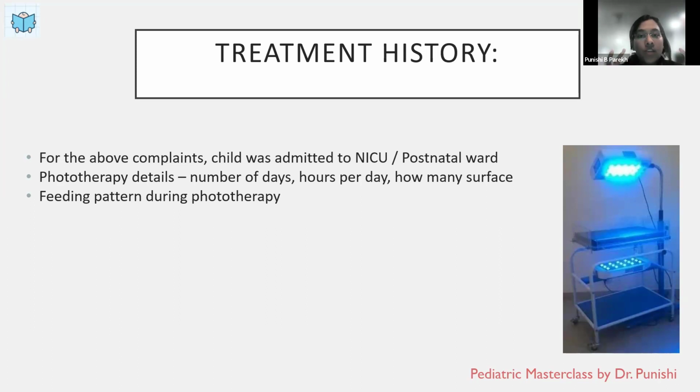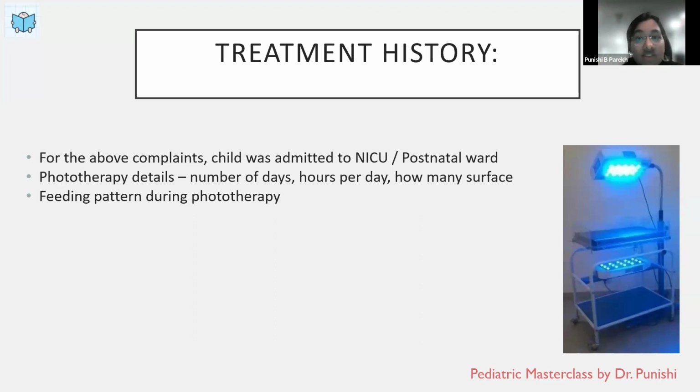Phototherapy can be single surface, double surface, or triple surface. When I say single surface, that means light is only from one surface, so either up or down. Double surface, as the name suggests, has two surfaces. For example, in this photograph, there's phototherapy from above and from below. That's called double surface. Triple surface or intensive phototherapy is used when the child has really significant hyperbilirubinemia and you want the bilirubin to come down as soon as possible. So triple surface is basically three different light sources providing phototherapy to the patient.